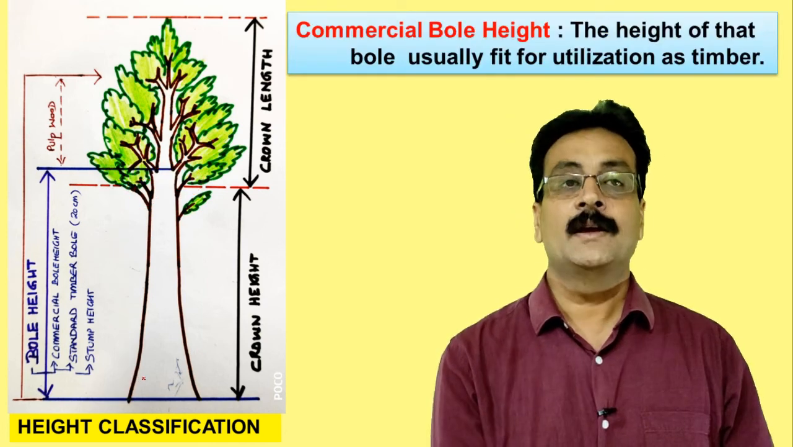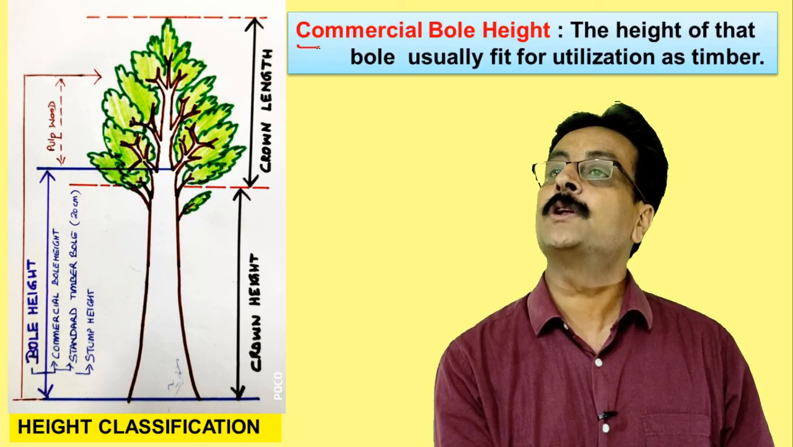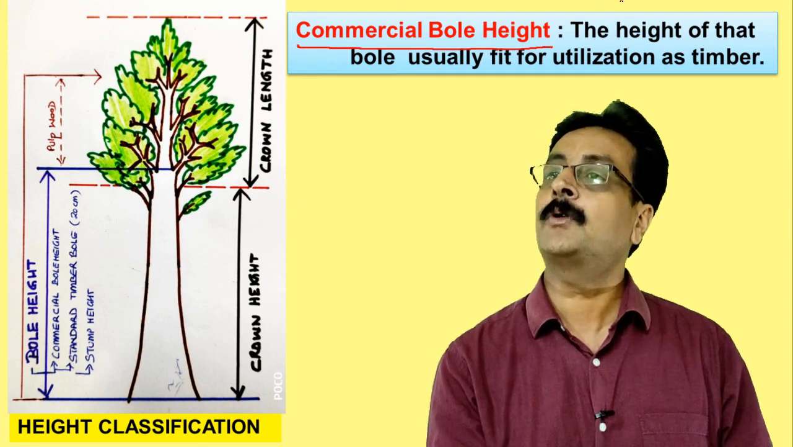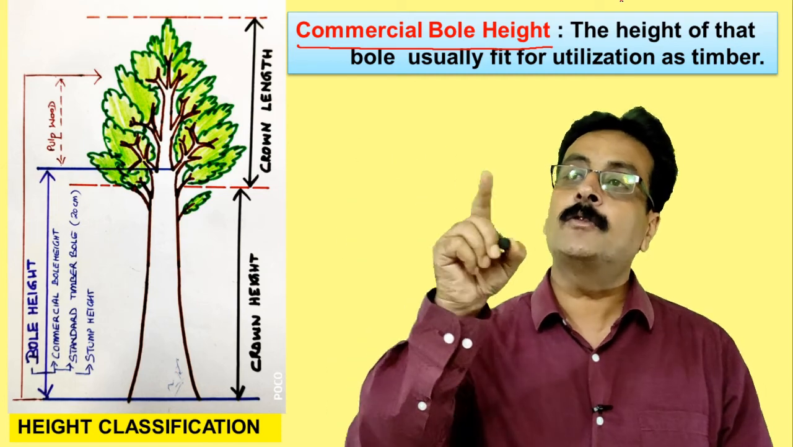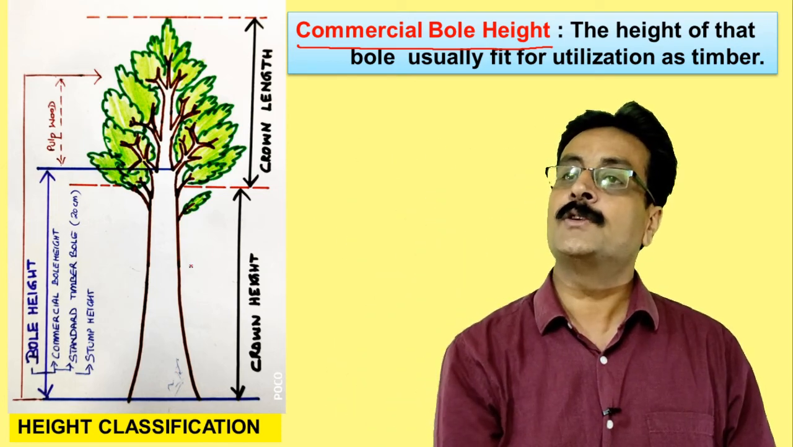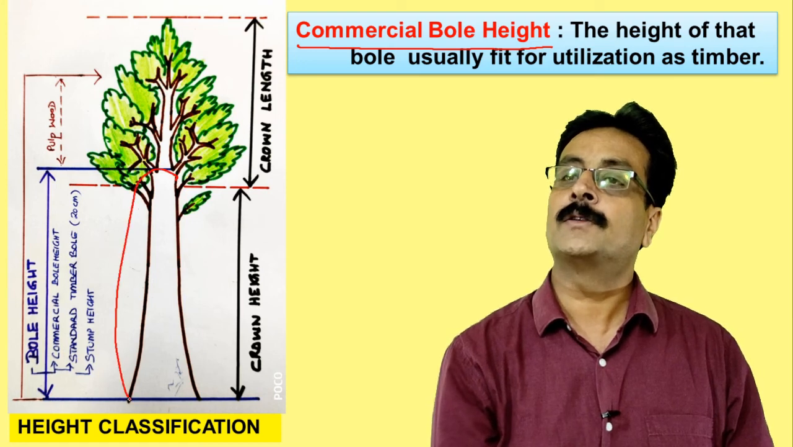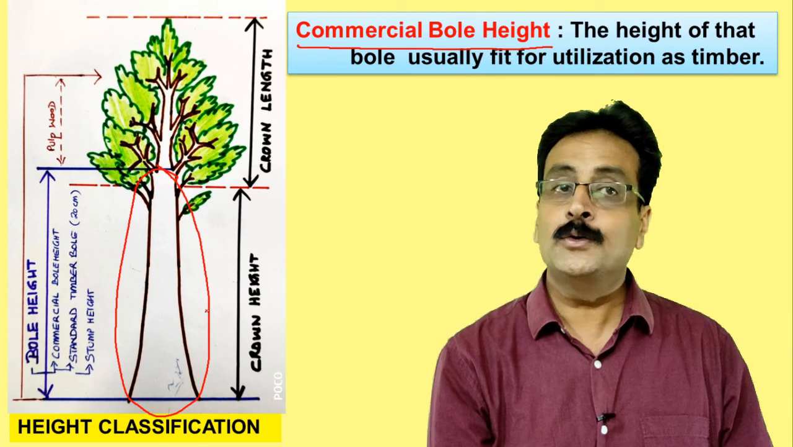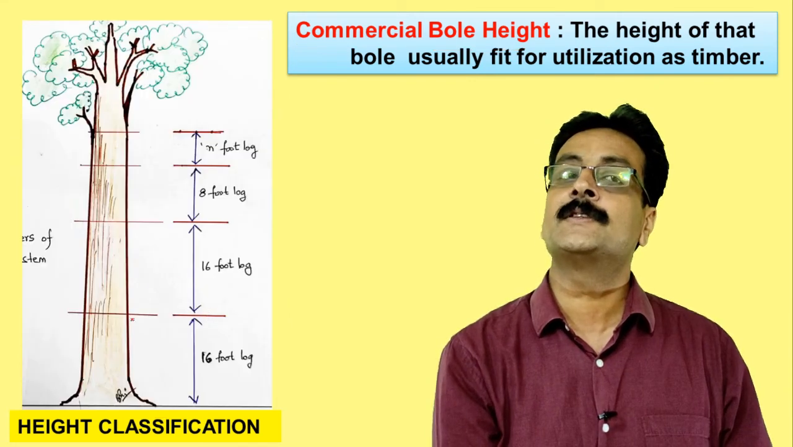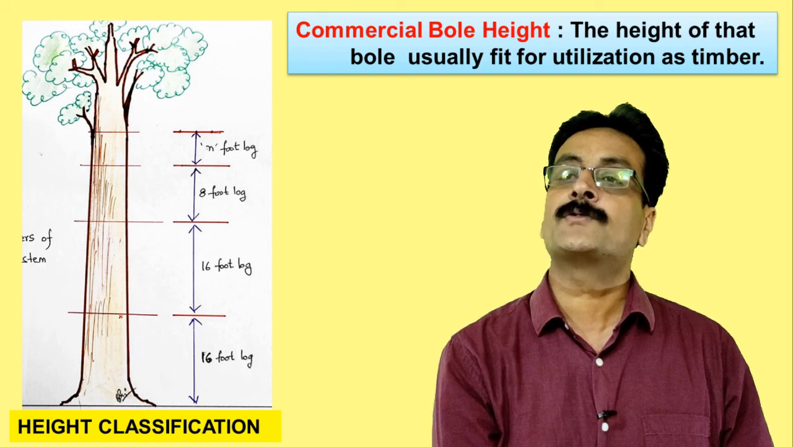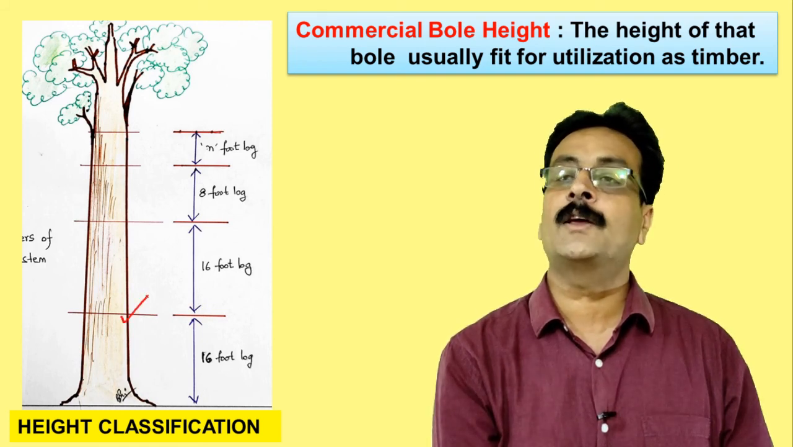Number one is called commercial bole height. What do we mean by commercial bole height? It is the height of the bole usually fit for utilization. This entire part you can utilize as timber, so it is fit for utilization. You can see this is the entire tree, and this first part, a 16 feet log, is fit for utilization.